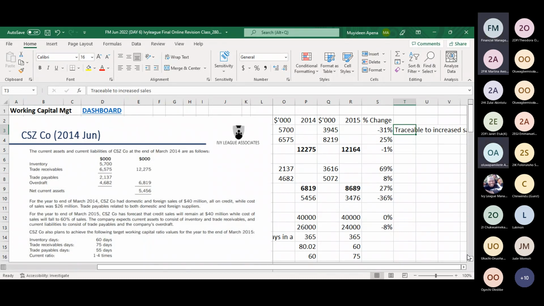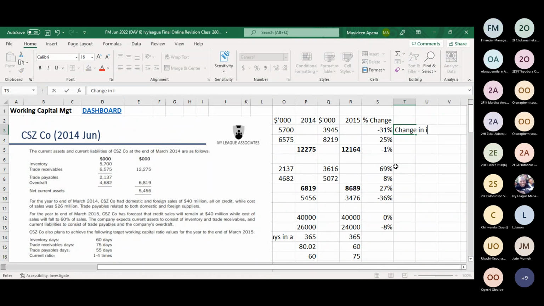So what do you think could be another reason why there's a drop in inventory? Probably they changed their inventory policy. They changed the policy they were initially using. So, change in inventory policy, reducing costs. To manage cost, isn't it? Yes, to manage cost, yes. Okay. That's a valid point.